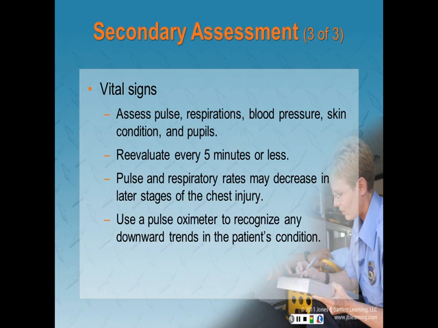Performing vital signs should be included, and this includes an assessment of pulse, respirations, blood pressure, skin color, temperature and condition, and pupils. You should reevaluate your patient every 5 minutes or less. A rapid pulse or respiratory rate may indicate that the chest injury is causing a decrease in available oxygen, known as hypoxia, or blood loss, resulting in decreased red blood cell count, hypoxemia. Increased work of breathing can be identified by the use of accessory muscles in the face, neck, and chest.